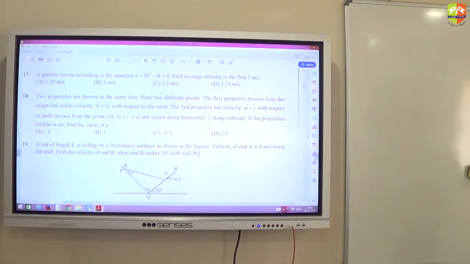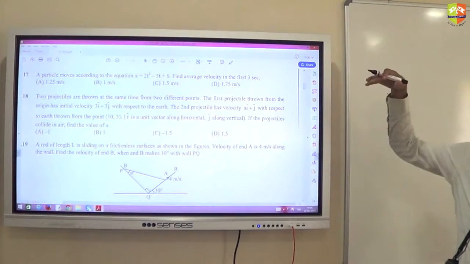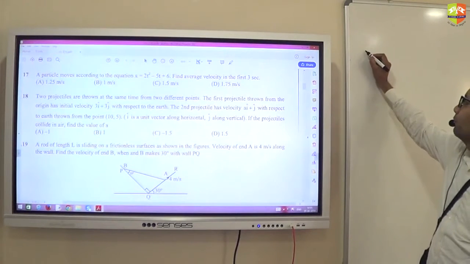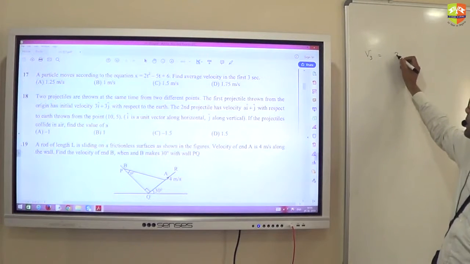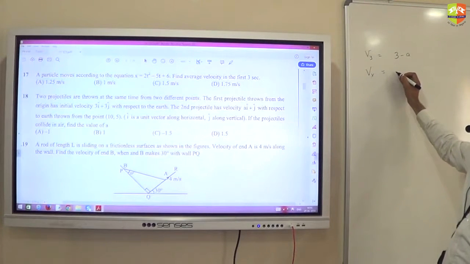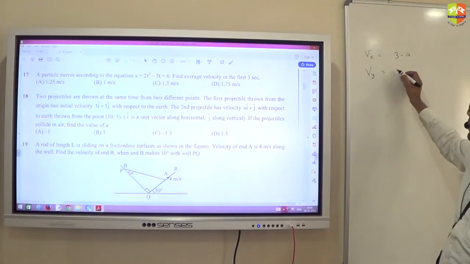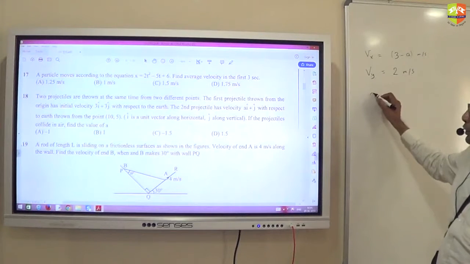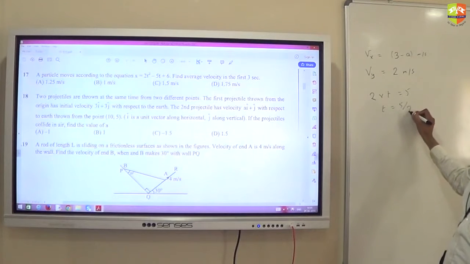Okay, I'll do it now. There are hundreds of questions. So, velocity of approach along the y-axis is how much? Oh wait, this is the x-axis. Along the y-axis, velocity of approach is 3 minus 1, 2 meter per second. Okay? So 2 into t should be equal to 5. So t should be 5 by 2.